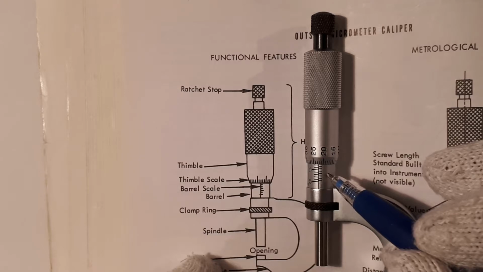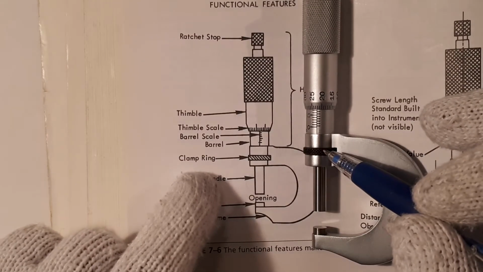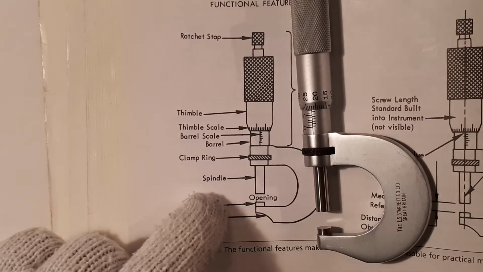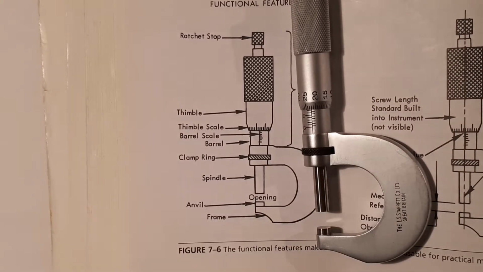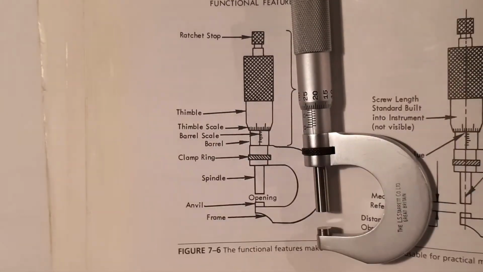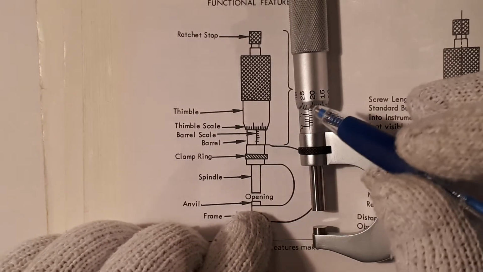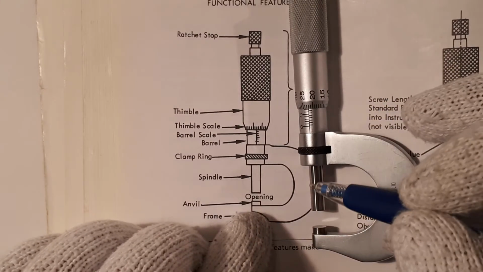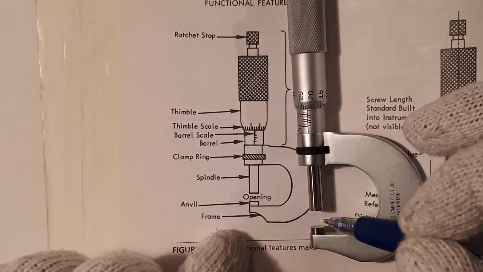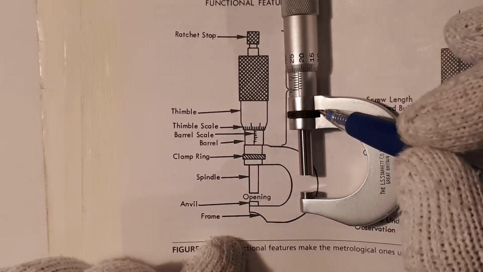Here's the barrel. The barrel is also called a sleeve. And we have the clamp ring. There are different designs for clamping. And here's another one. Here's a little lever for clamping using this lever. Same idea. They both do the same function. They just simply clamp the sleeve here from moving. I mean the spindle from moving. And we have the spindle. We have an anvil at the bottom right there. And the frame itself.